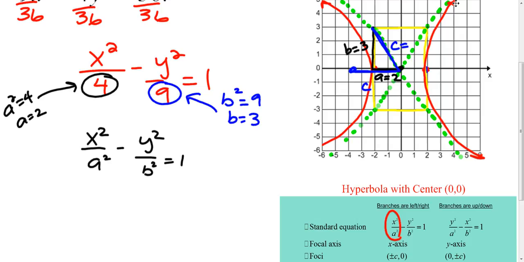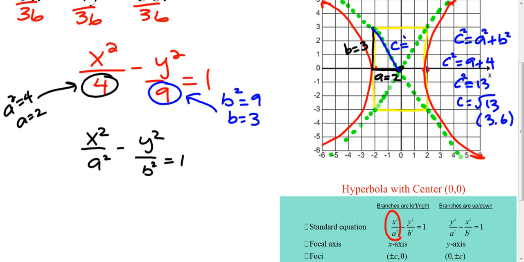Okay, now I'm going to clean this up a little bit. I'm going to now solve for c. Using the Pythagorean theorem, c squared will be a squared plus b squared. So c squared will be 9 plus 4, or c squared will be 13, or c will be the square root of 13. Now if you want to graph your foci accurately, you can figure out what the square root of 13 is. The square root of 13 is about 3.6, which means I need to go about 3.6 from the center.